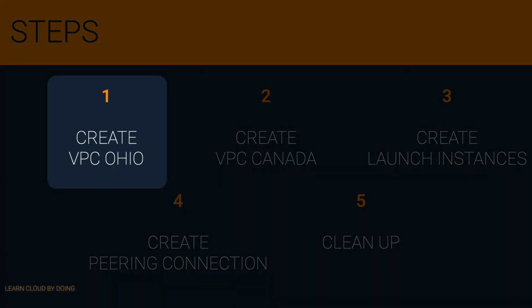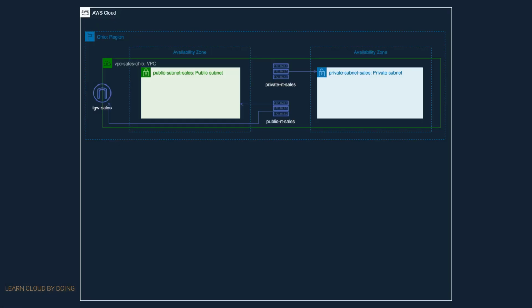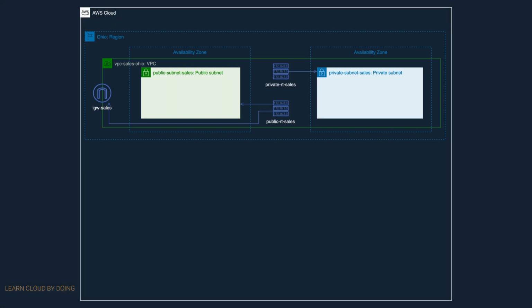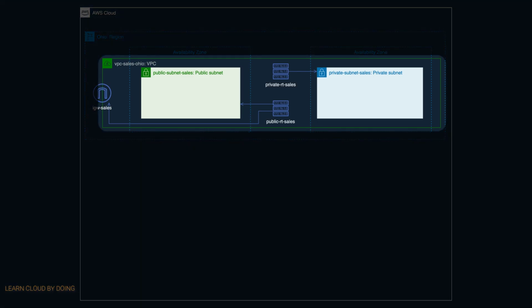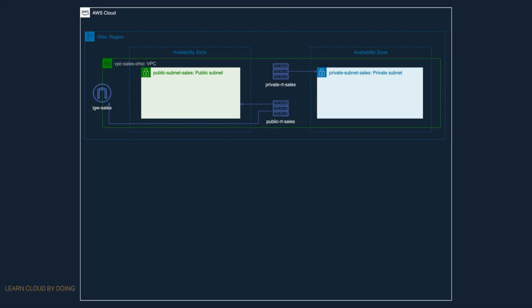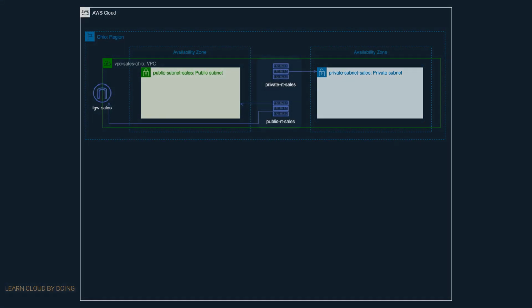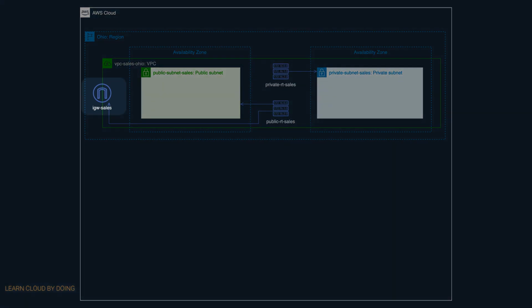First step. Create VPC Ohio. In this step, you create the infrastructure for a VPC in the Ohio region. This infrastructure consists of a VPC, public and private subnets, route tables, and an internet gateway.